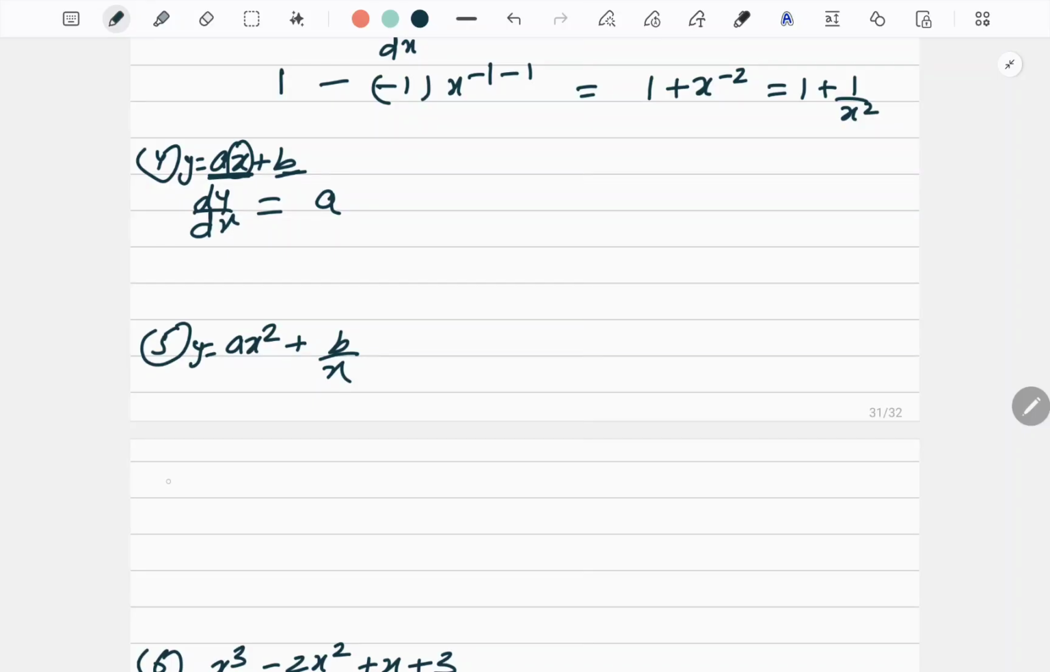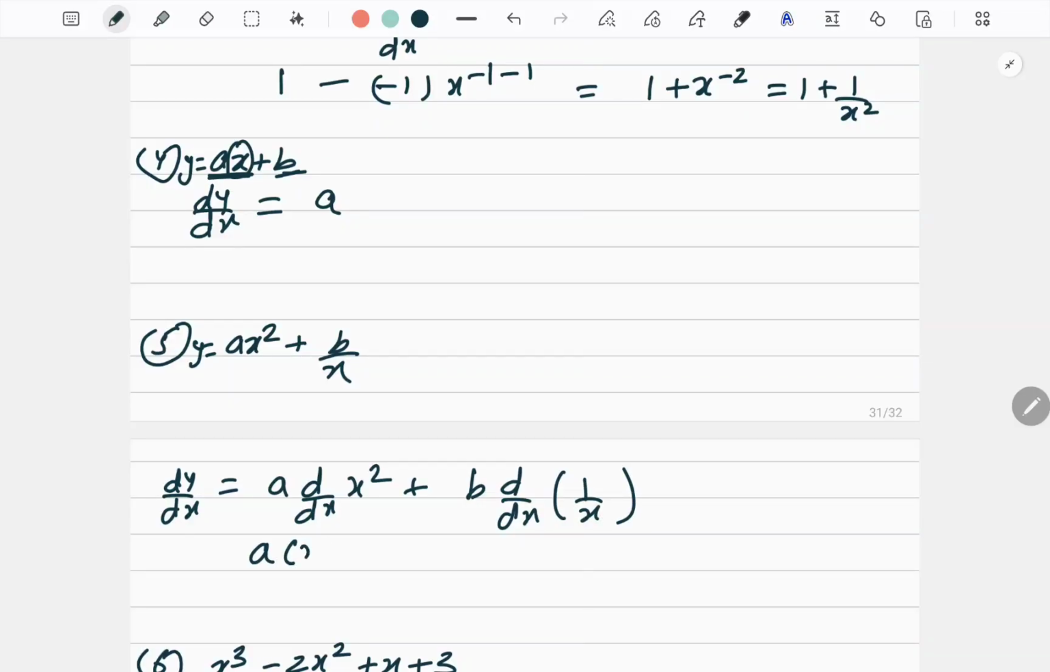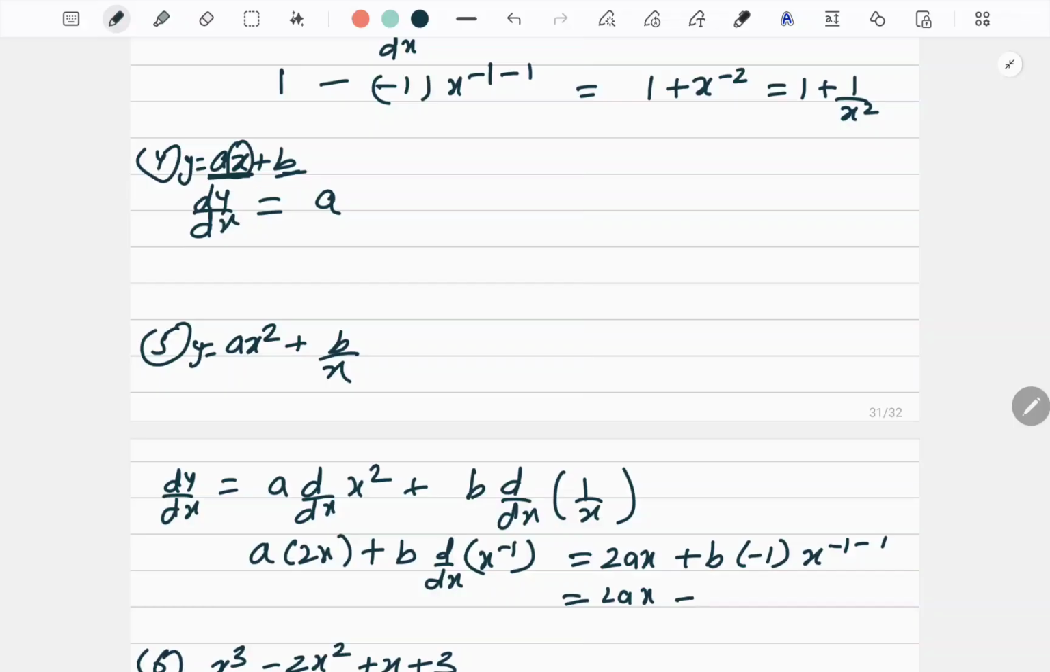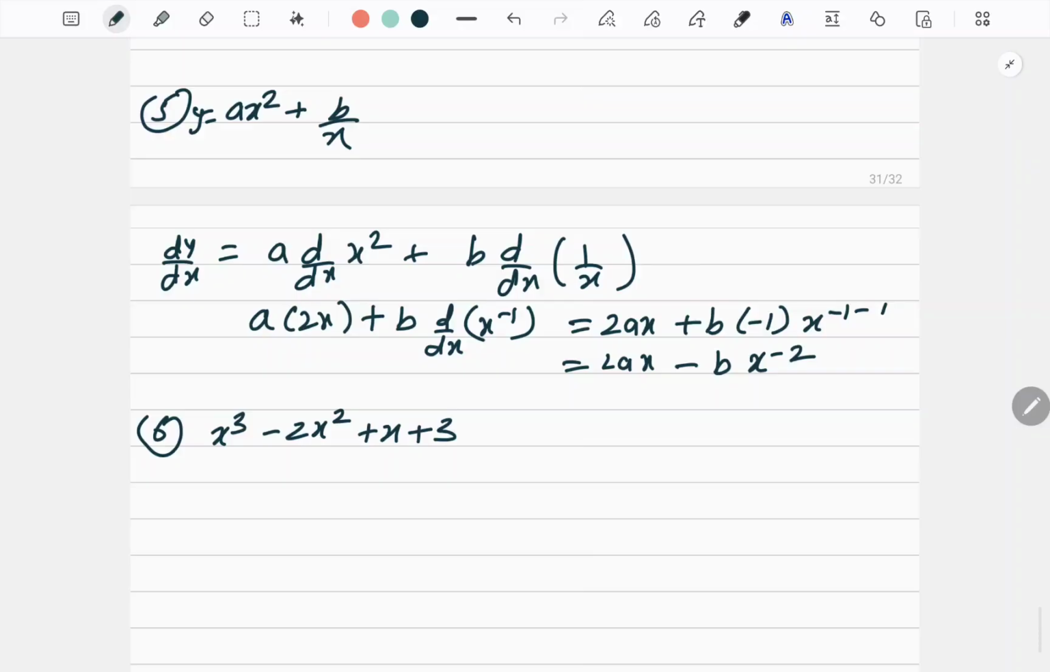If this is y, then dy/dx is equal to a d/dx of x² plus b d/dx of 1/x. So a d/dx of x² is 2x, plus b d/dx of x to the power minus 1, which is minus 1 times x to the power minus 1 minus 1. So 2ax minus b x to the power minus 2. Answer. Let's do this question.